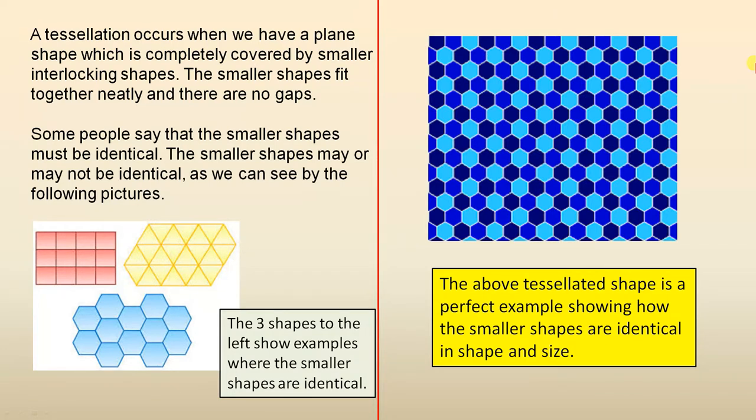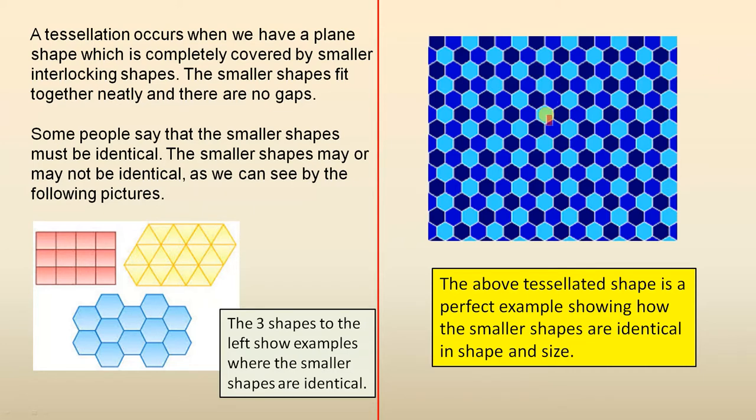Some people say that the smaller shapes must be identical. The smaller shapes may or may not be identical, as we can see by the following pictures. Now on this first slide you'll see shapes that are identical, that is the smaller shapes. On the next slide you'll see examples of the smaller shapes that are not identical. The three shapes to the left show examples where the smaller shapes are identical.